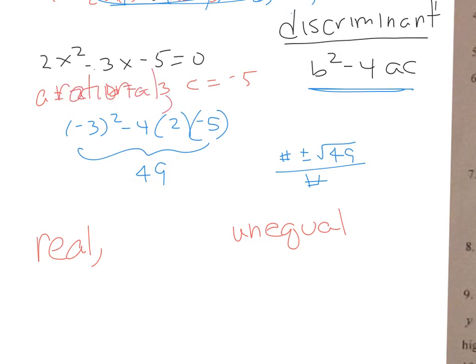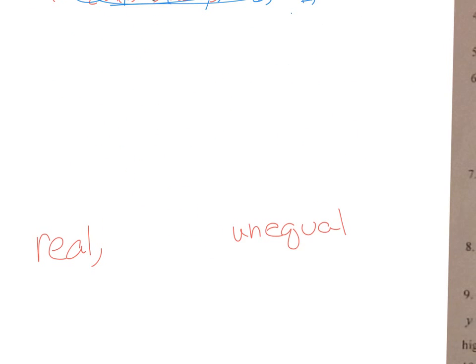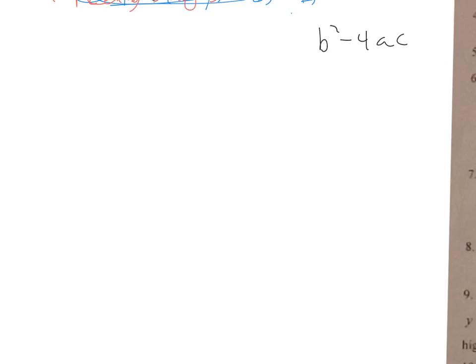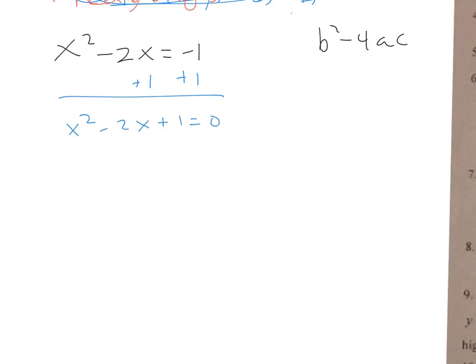All right, so the next one, let me get rid of this here. I just got rid of my discriminant, b squared minus 4ac, the discriminant. My next one is x squared minus 2x is equal to -1. So the first thing you want to do is set it equal to 0, so add 1. x squared minus 2x plus 1 is equal to 0. So a is 1, b is -2, and c is 1. So I get (-2) squared minus 4 times 1 times 1.